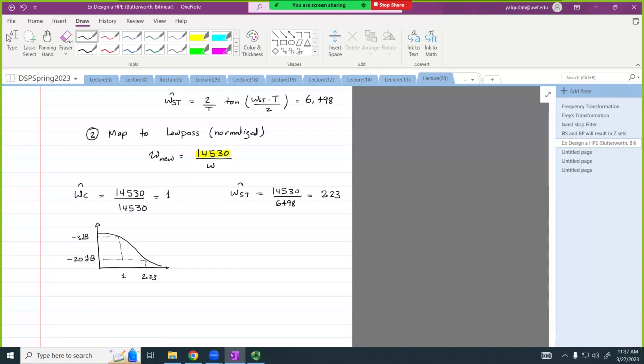What do I need to do next? I need to find the filter order. This and the alpha will determine the filter order. So I'm going to take 10 multiplied by log of 1 plus omega stop hat divided by omega cutoff hat to the power of 2n. I want it to be greater than or equal to 20, and that will give me n that is equal to 3, that will result in 21 dB.